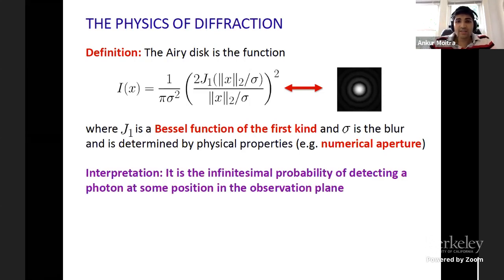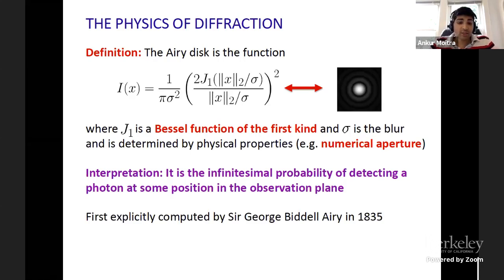And there's a nice interpretation of what this Airy disk means. You can do this through Feynman path integrals, but what this Airy disk function tells you is the infinitesimal probability of detecting a photon at some position in the observation plane. So it's literally a sampling model where you're thinking about sampling photons from this underlying diffraction pattern that's itself a density function.